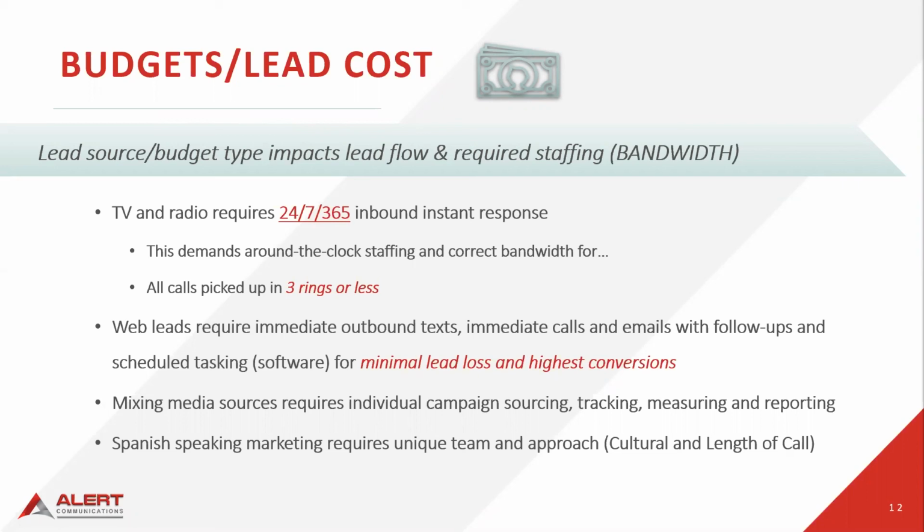So mixing media sources requires individual campaign sourcing, meaning that basically you're tracking each source. Let's say you're tracking the radio and how it's performing, the TV, how it's performing, the digital news, how it's performing. And it could be multiple vendors too. Then you're tracking each one of those, how they're performing. And then you're measuring and receiving reports to make sure you know where your money's going and which one's converting.